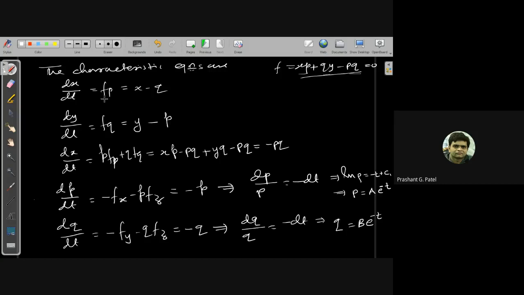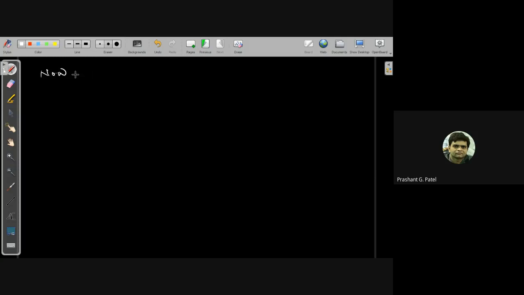Then we have the values of x and y also. So let me do that. So ultimately we need to solve for all the values of x, y, z, p and q in terms of t and s. That is our objective. So this is the equation we have. Now dx by dt equal to x minus q, that is the thing.